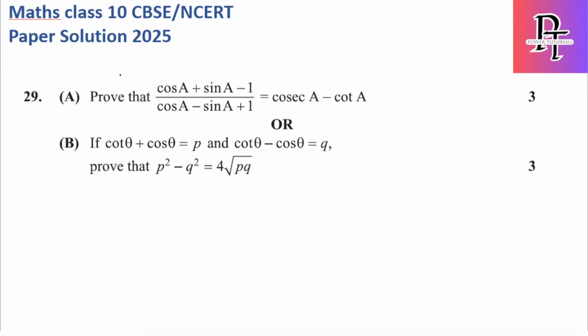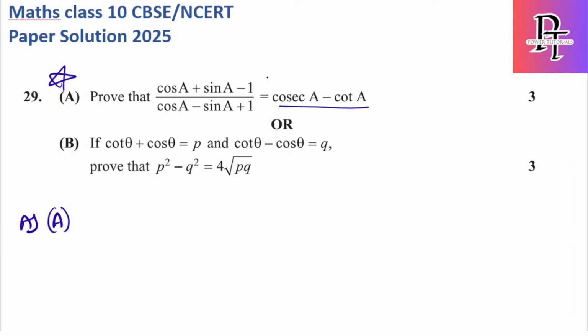Okay, let's solve A, and this is the most repeated question I can say in various sets, not only for this year, in other years also I could see this type of question getting repeated. Let's solve the A part first. So prove that cos plus sine minus 1 by cos minus sine plus 1 is equal to cosecant minus cot. If you notice, on the right side we have cosecant and cot, whereas on the left side we have cos and sine. So first convert cos and sine in terms of cosecant so that you can solve it easier.